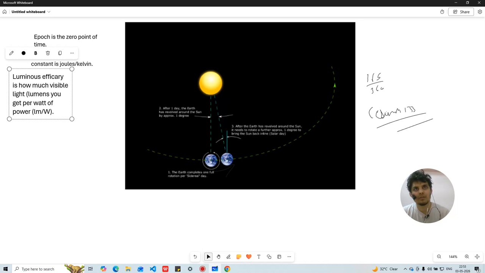What's that? 300,000 kilometers in 1 second, and in 1 millisecond, it travels 300 kilometers. In 1 microsecond, 300 meters. That's insane speed, man.